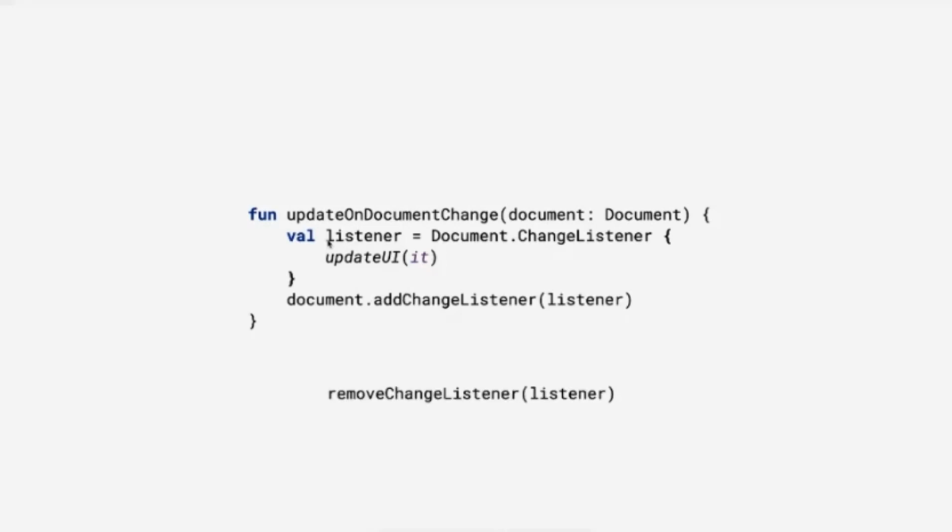And you would also need to remember to remove the listener. Since you're adding the listener over here, at some point you would need to remember to remove the change listener. For example, when the activity is destroyed or the fragment is destroyed, something like that, you would want to remove the change listener. So let's look at how Flow provides an API to convert this callback into a flow.